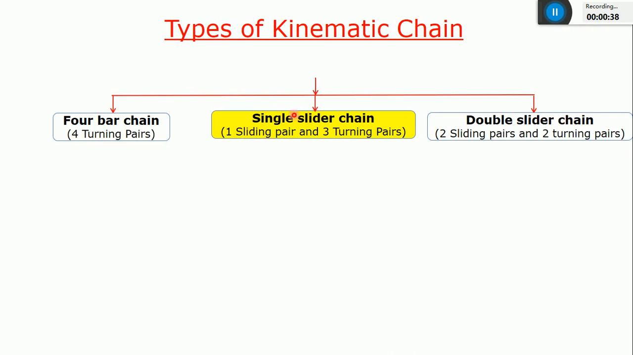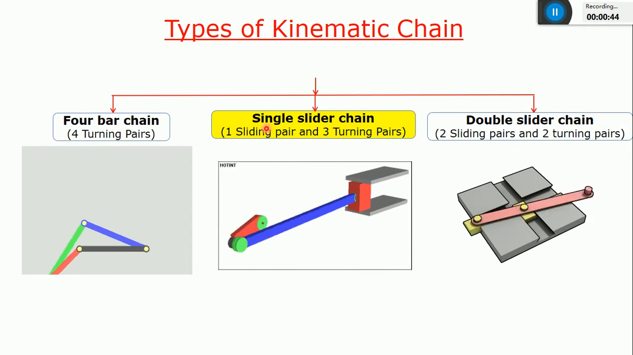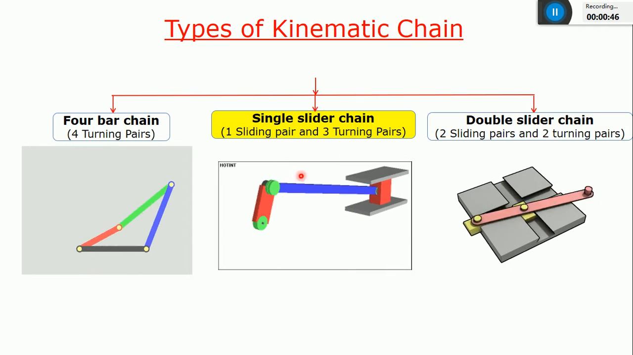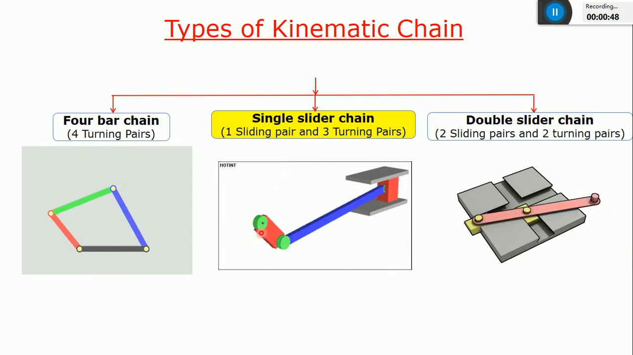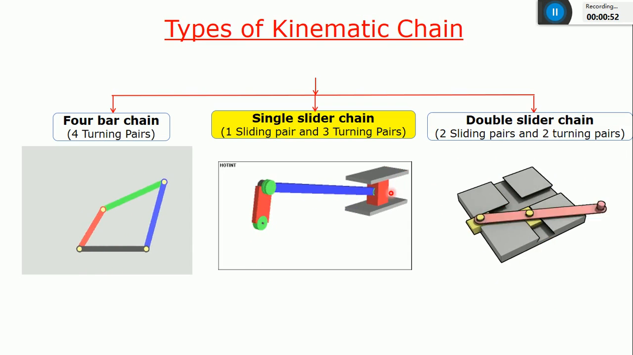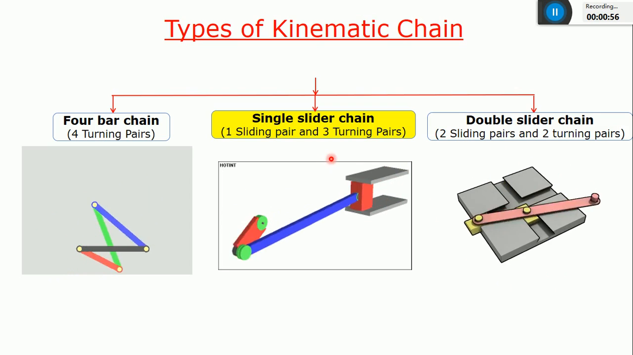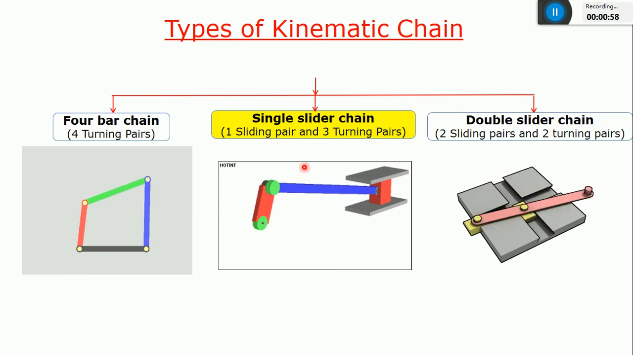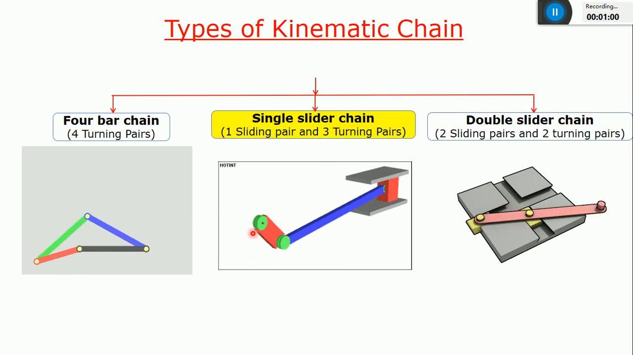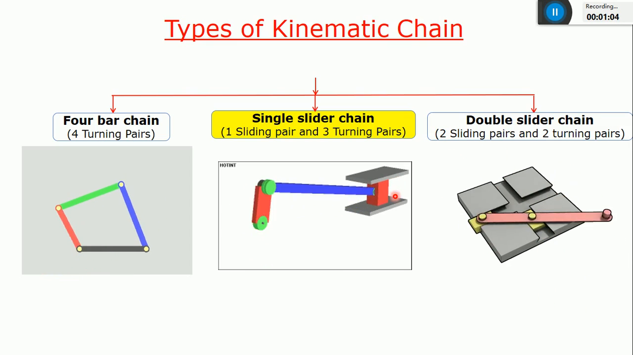In yesterday's class, we were discussing different inversions of this single slider chain. So this is nothing but a single slider crank chain mechanism. It has one sliding pair between a piston and the cylinder, and the remaining are turning pairs, that means between the frame and the crank, the crank and the connecting rod, and the connecting rod and the piston.